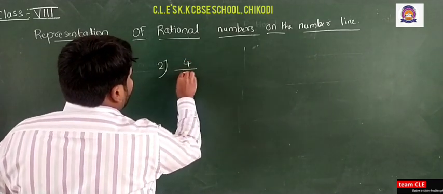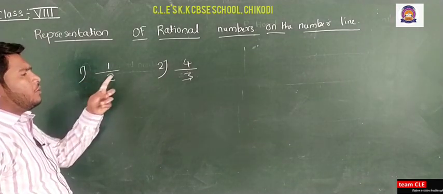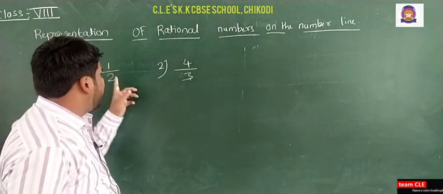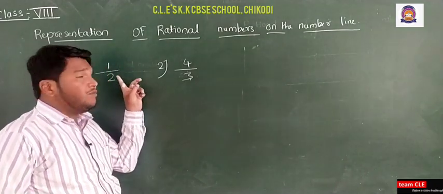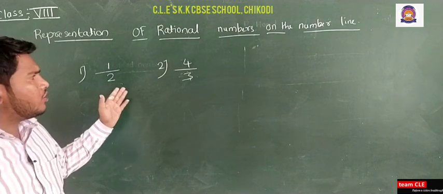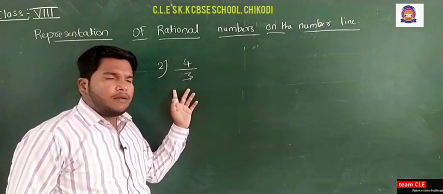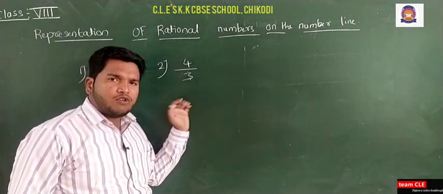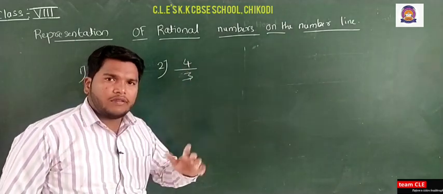Observe these examples. In the first, the numerator is less than the denominator. In the second, the numerator is greater than the denominator. Is 1/2 a rational number? Yes, because it is expressed in the form p/q, where q is not equal to 0, and here 2 is not equal to 0. Similarly, 4/3 can be expressed in the form p/q, where 3 is not equal to 0.